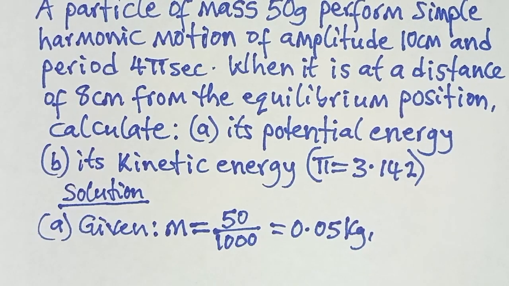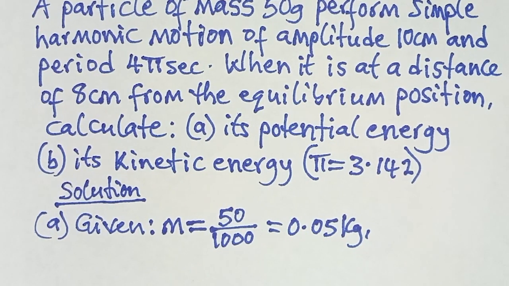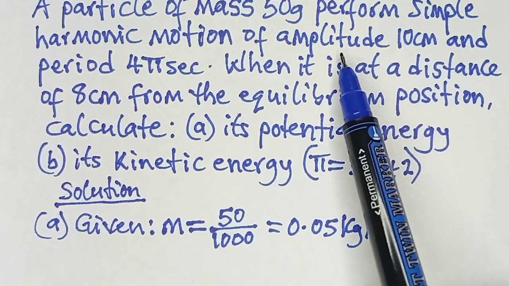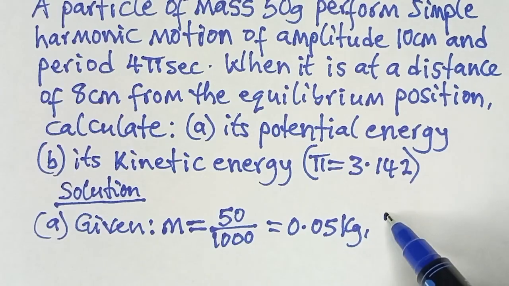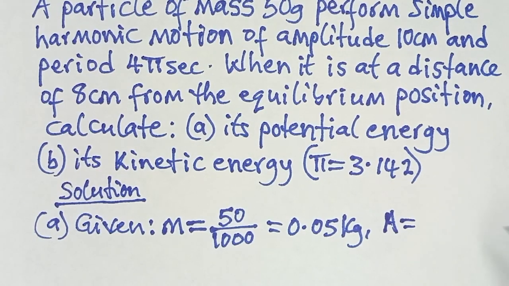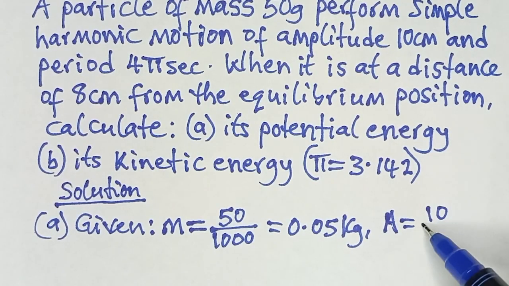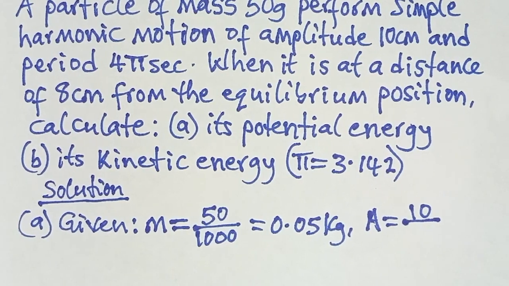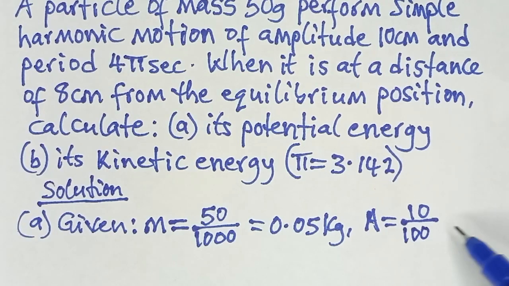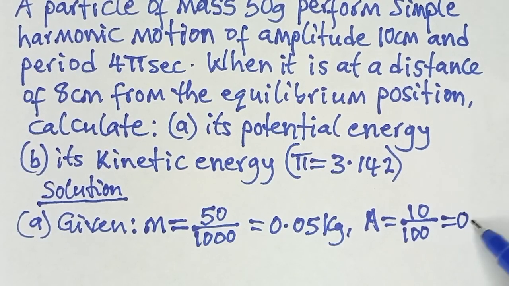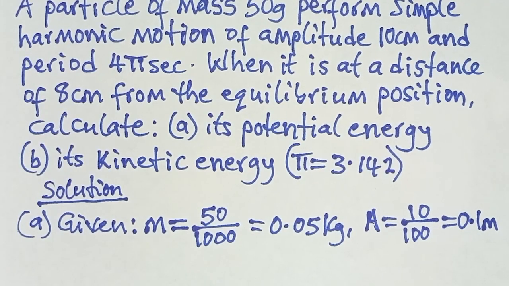Then what else are we given in the question? We are also given the amplitude, 10 centimeter. So amplitude is letter A and is equal to 10 centimeter. But in physics as well, we do not use centimeter as SI unit, rather we use meter. So to convert from centimeter to meter, we simply divide the value by 100. And that will give us 0.1 meter. So that is the amplitude.